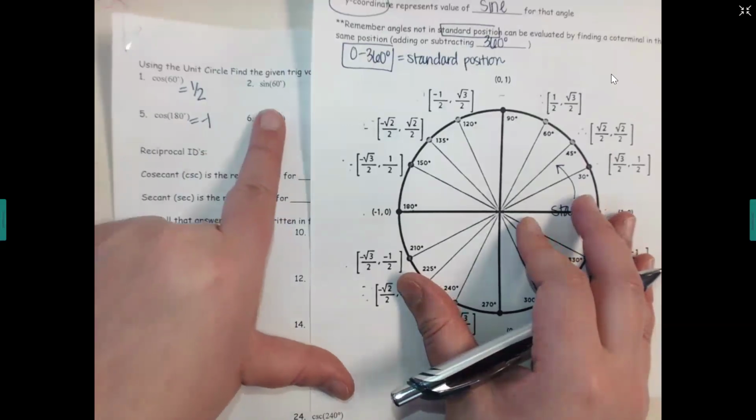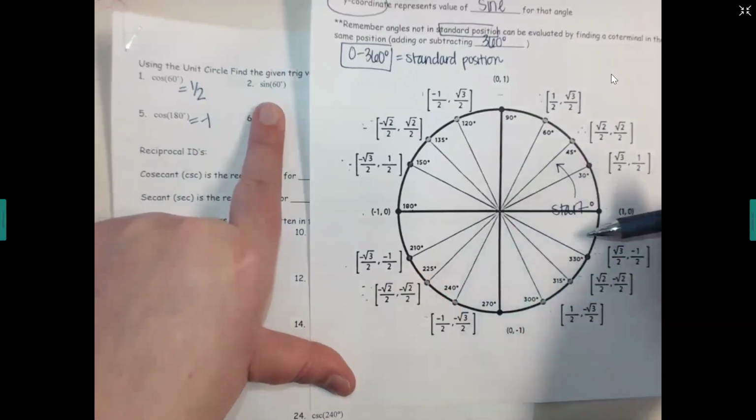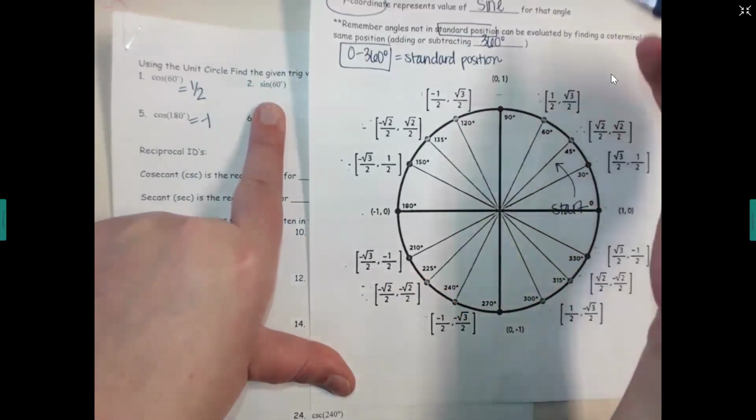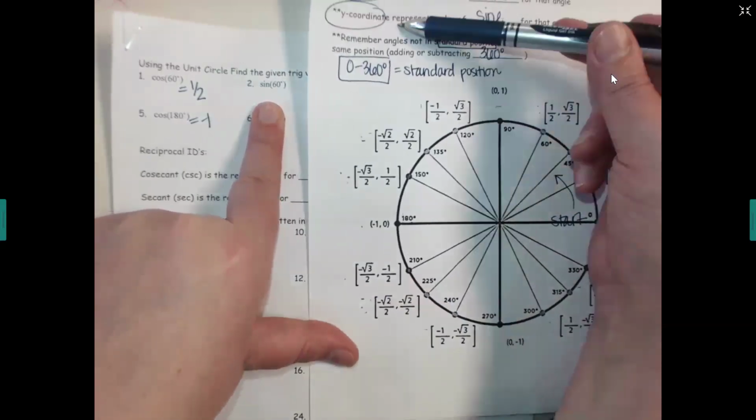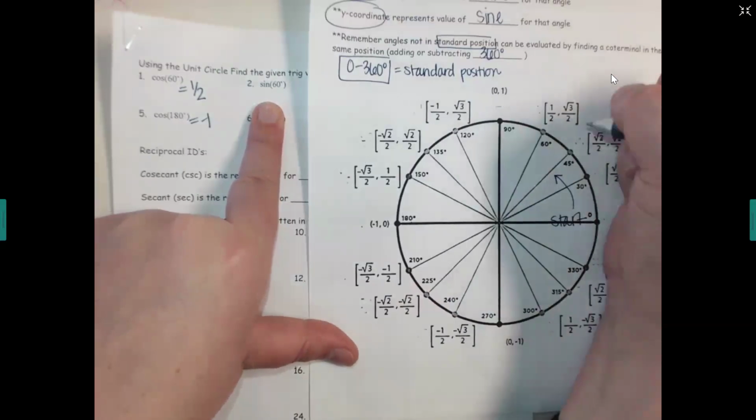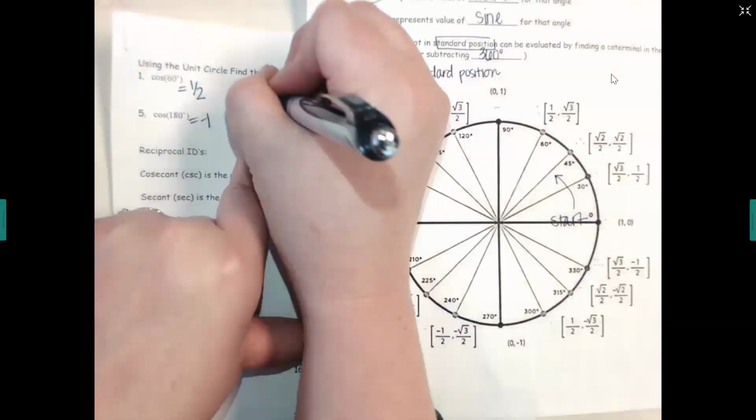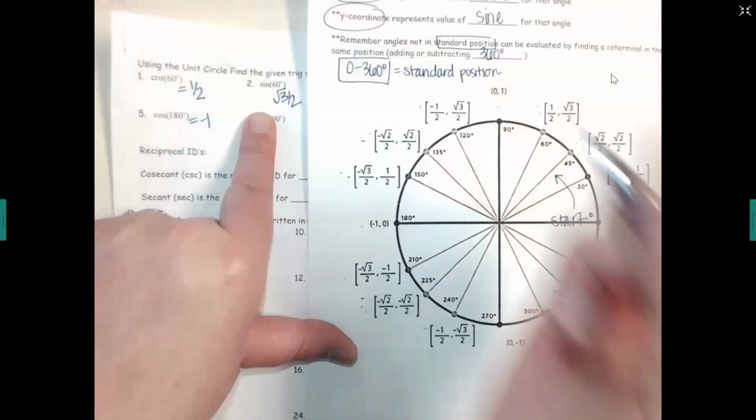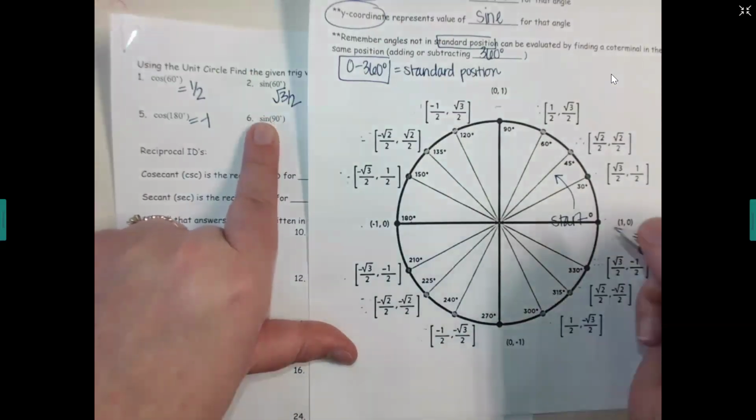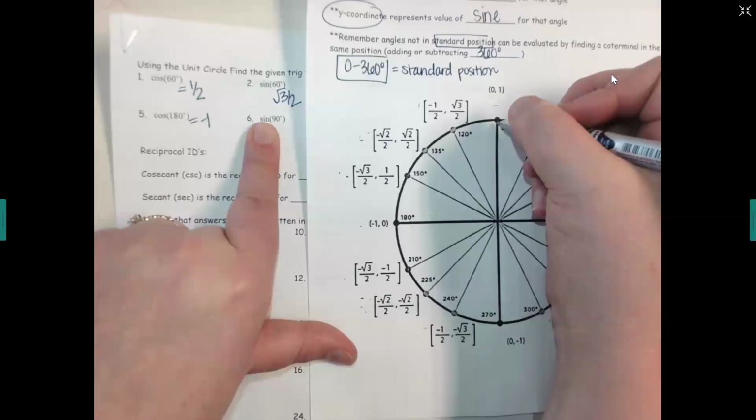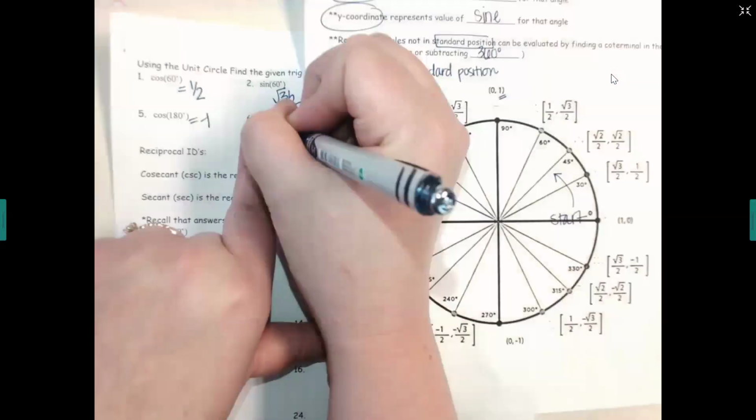I want the sine of 60. Then I would find 60 degrees. But remember that sine is going to be my y value, or the y coordinate. So at 60 degrees, my y coordinate is √3/2. Sine of 90 degrees. 90 degrees would be here. My y value is a 1.